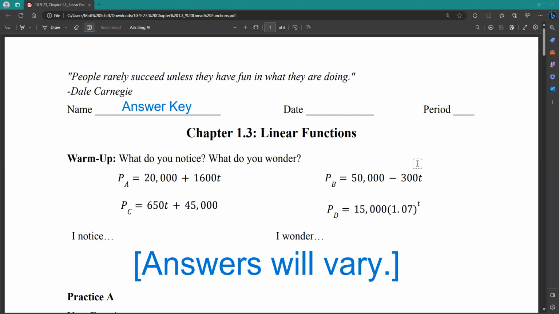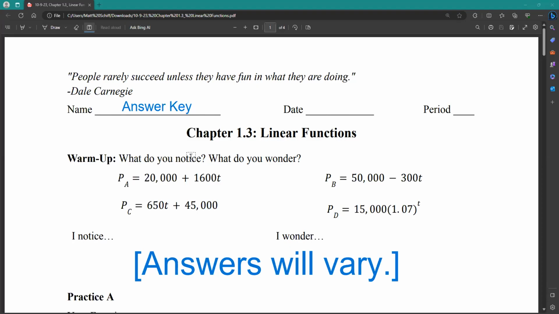This is chapter 1.3. We're going to talk about our first family of functions known as linear functions. So a family of functions are functions that behave the same way and have the same properties. So this video will focus on linear functions, which you may have encountered before.